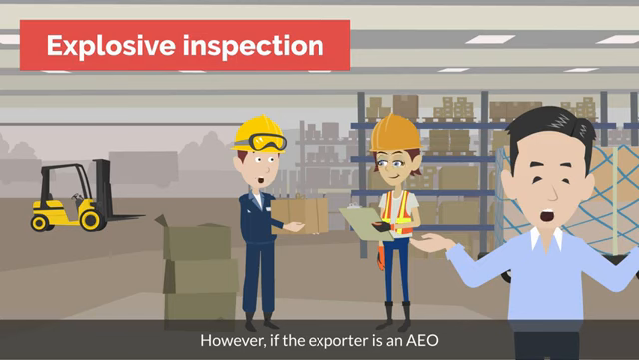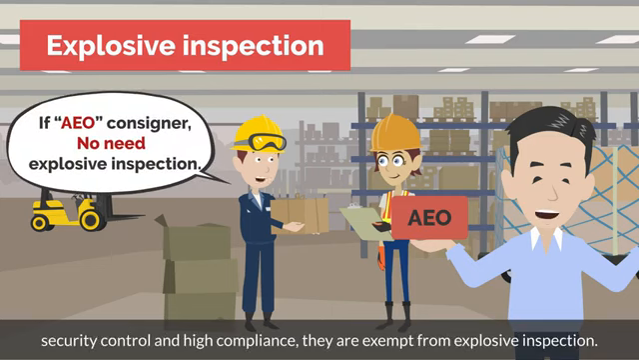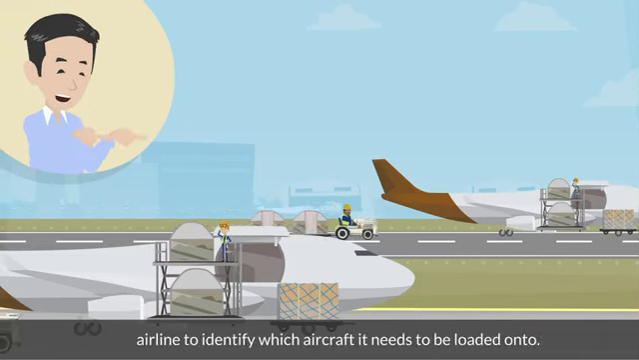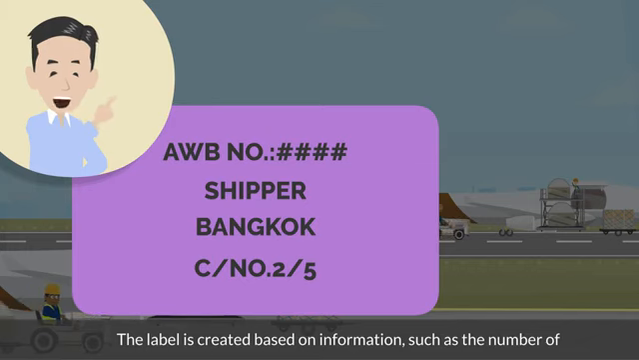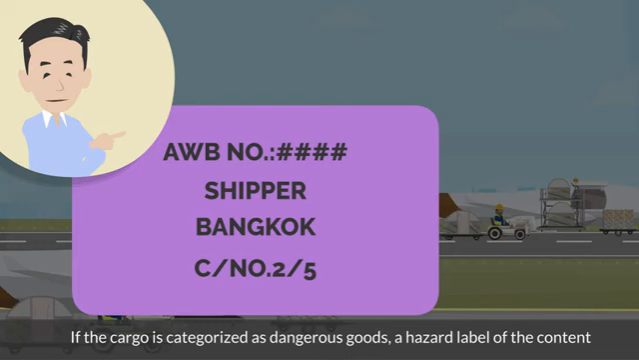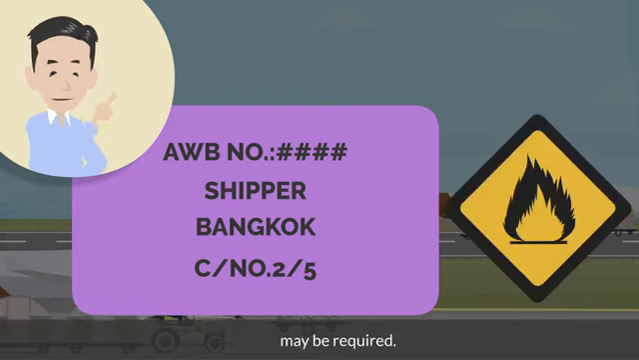However, if the exporter is an AEO, which is referred to as specified consignor, who has good security control and high compliance, they are exempt from explosive inspection. Secondly, the label needs to be attached when the cargo is brought into the airline to identify which aircraft it needs to be loaded onto. The label is created based on information, such as the number of airway bill and the destination. If the cargo is categorized as dangerous goods, a hazard label of the content may be required.